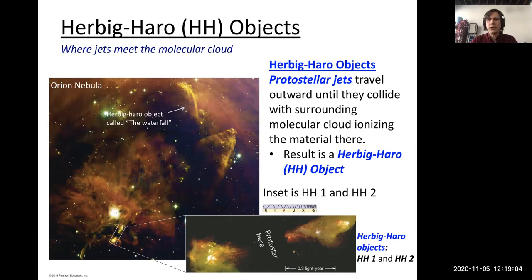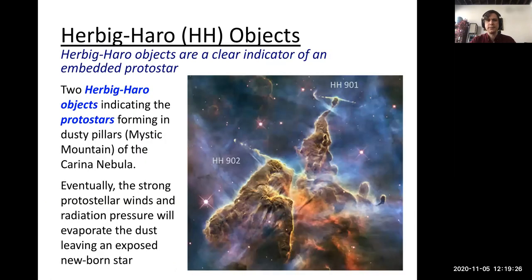So Herbig-Haro objects, if you're just looking in visible light, you could go out there and get some pretty decent images of molecular cloud regions with just easily accessible amateur astronomy equipment, or a telephoto lens and camera, and a little bit of patience. You can start seeing these Herbig-Haro objects, and you are finding regions where there's active star formation.